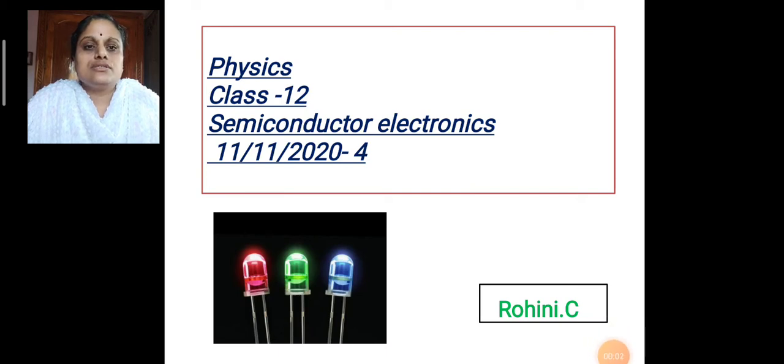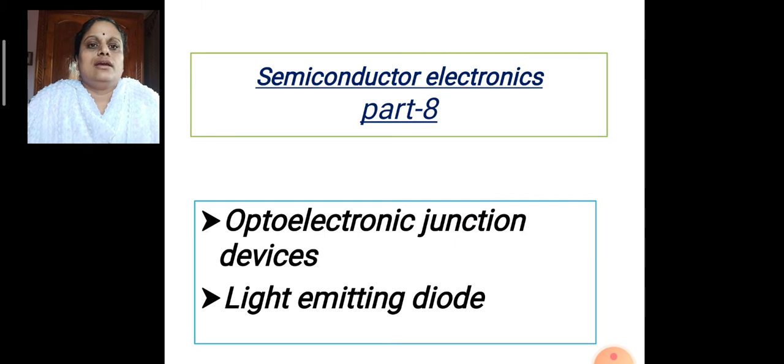Welcome my dear students to the next module from the chapter Semiconductor Electronics. In this, we are going to deal with the second optoelectronic junction device, light emitting diode. It is also popularly known as LED.